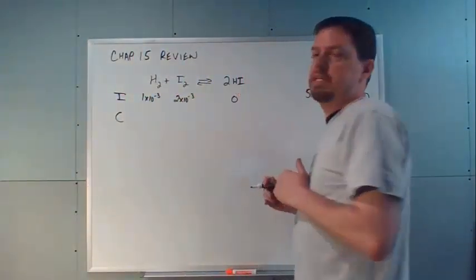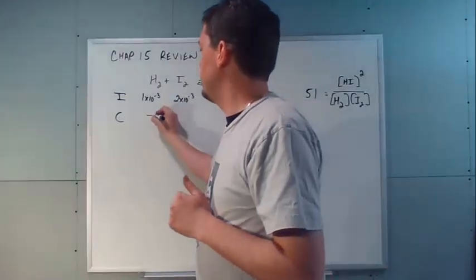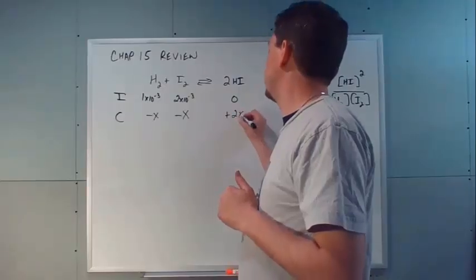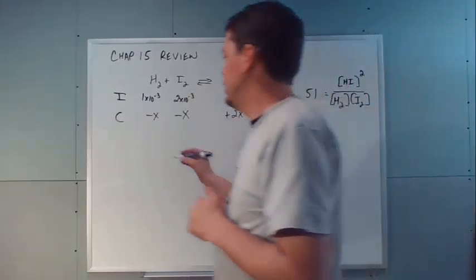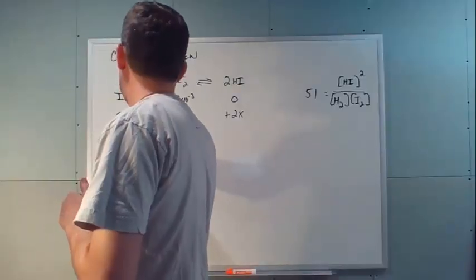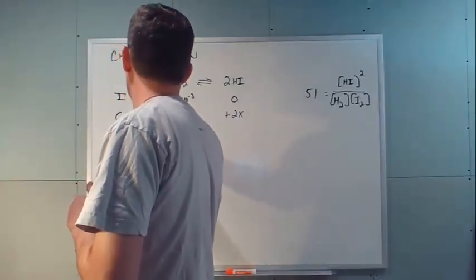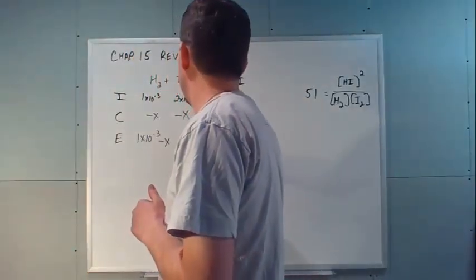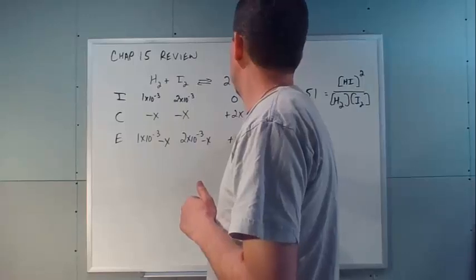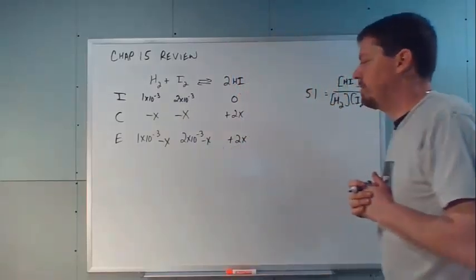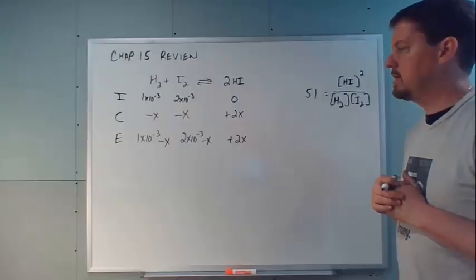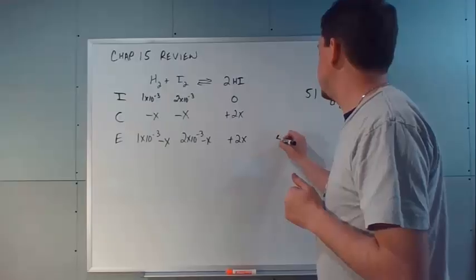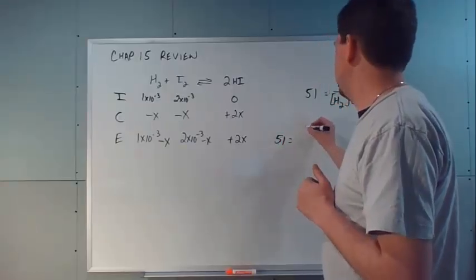Well, the change is based on the stoichiometry. So we know that for every one of these that reacts, I'm also going to react one of those, and I'm going to make two of those. And then we say our equilibrium is going to be 1 times 10 to the minus 3 minus x, 2 times 10 to the minus 3 minus x, and then plus 2x, because we haven't figured out what that x value is yet.